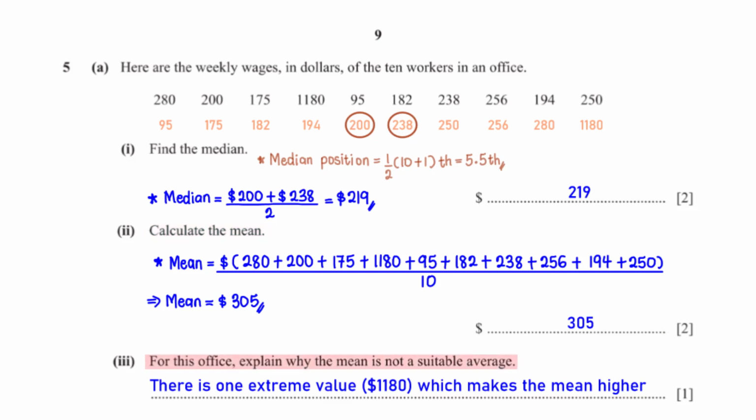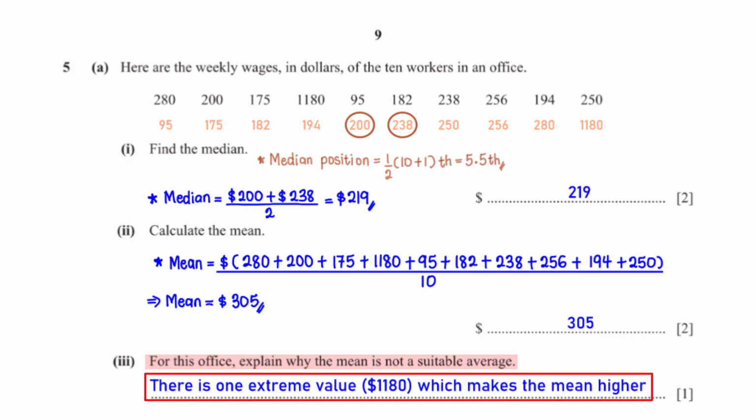For this office, explain why the mean is not a suitable average. This is because there is an extreme value that makes the mean higher.